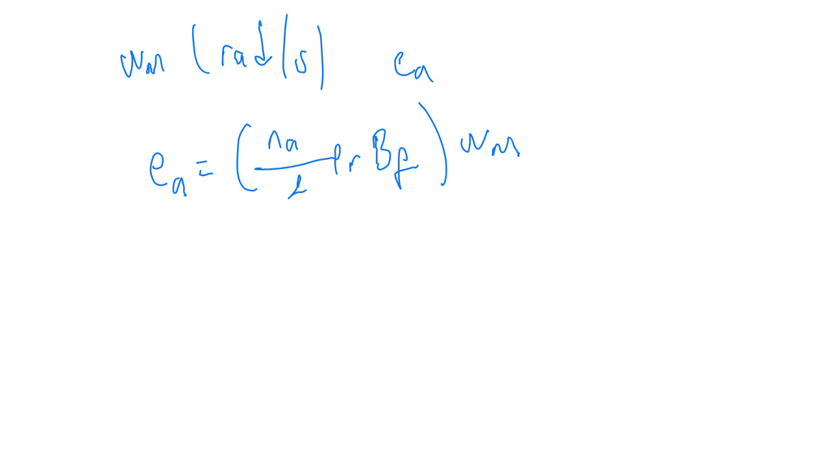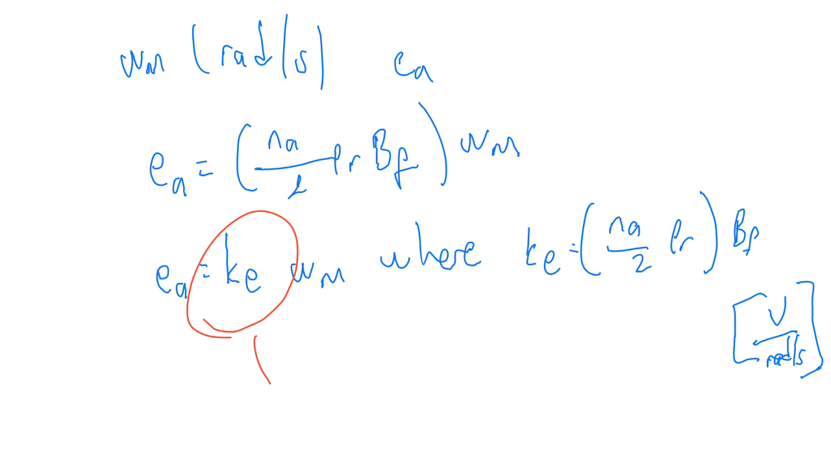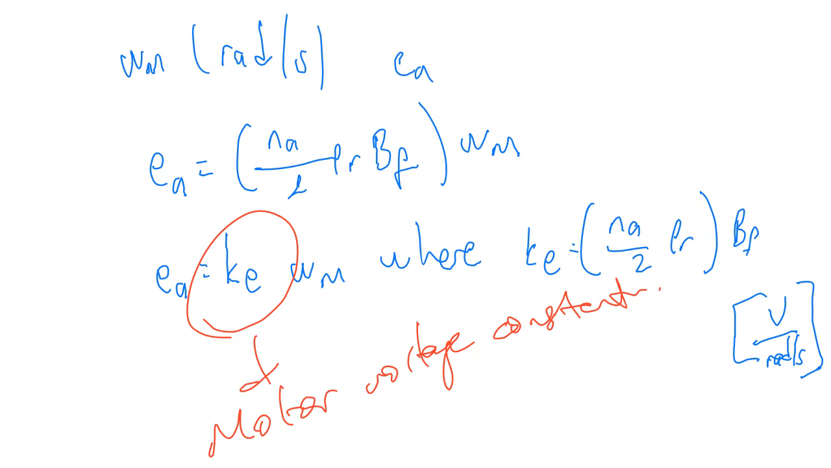Using the same arguments as before for the torque, we can write the induced voltage expression Ea equals Ke omega m, where Ke equals Na over 2 L r Bf. This expression has units of volt per radian per second. This shows that the magnitude of the induced EMF across the brush is linearly proportional to the rotor speed. It also depends on the constant Ke, which is called the motor voltage constant, and it's specified in the motor specification sheet.